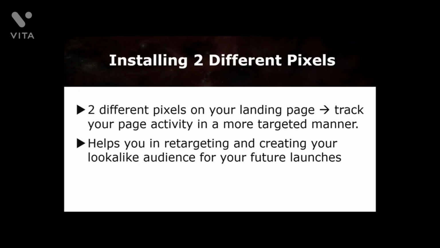The main reason why you need to install 2 different pixels on your landing page is so you're able to track the activity of your page in a more targeted and focused manner. In a nutshell, your first pixel tracks the activity and the type of audience on your site, and the second pixel specifically tracks if the audience submitted their details on your site. This will give you a higher chance in retargeting and creating your lookalike audience for your future launches.